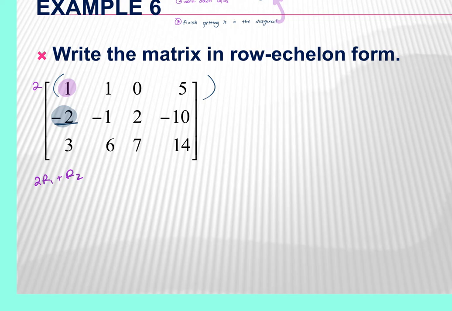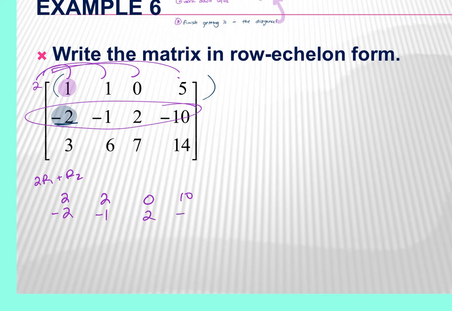So I'm going to take row 1, and I'm multiplying it by 2. This is going times each term here. So 2, 2, 0, 10. This is one of those go slow to go fast moments, because you got to be slow and careful. Then I'm going to add it to row 2, which is this one. So negative 2, negative 1, 2, and negative 10. And I add these. I get 0, 1, 2, 0.